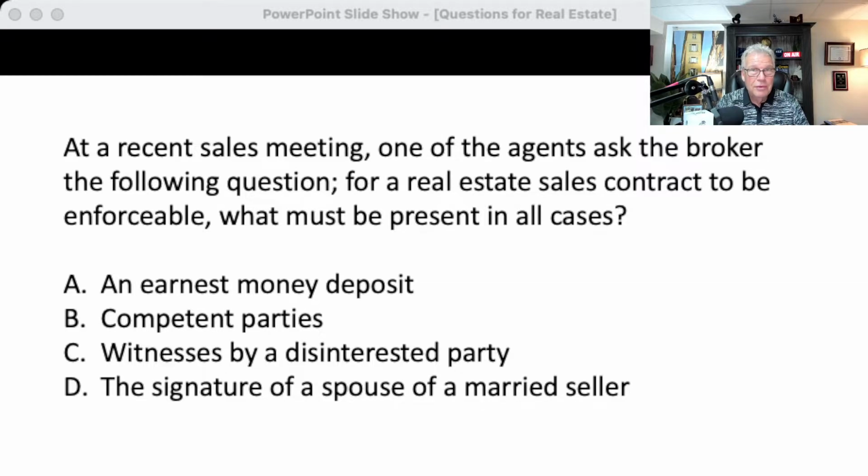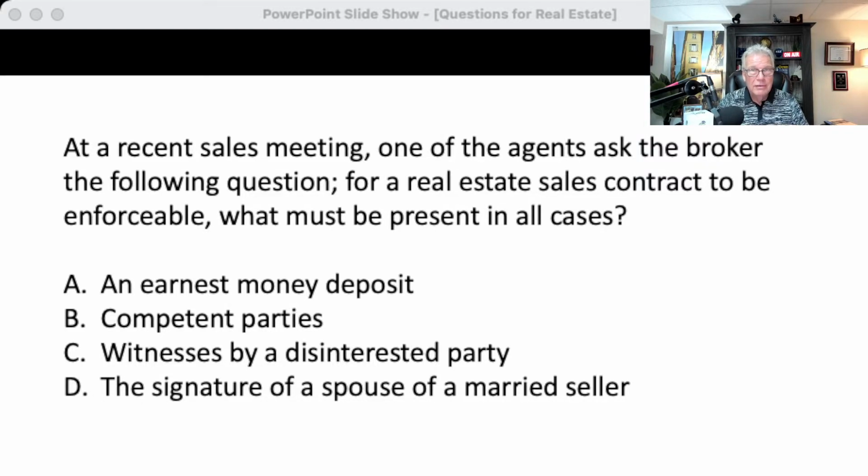Well, great question, because this is how your real estate exam will work. You're always going to be able to throw two out and have two that could be very, very challenging. Now, do you need competent parties? I kind of think you do. Do you always need the signature of a spouse of a married seller? Well, again, the sales contract could be enforceable if a buyer wanted to sign a contract on their own accord.